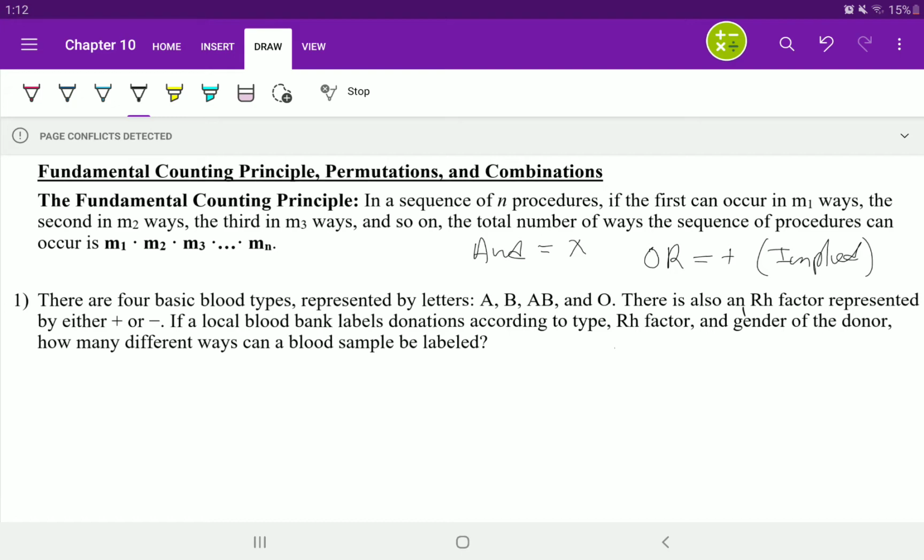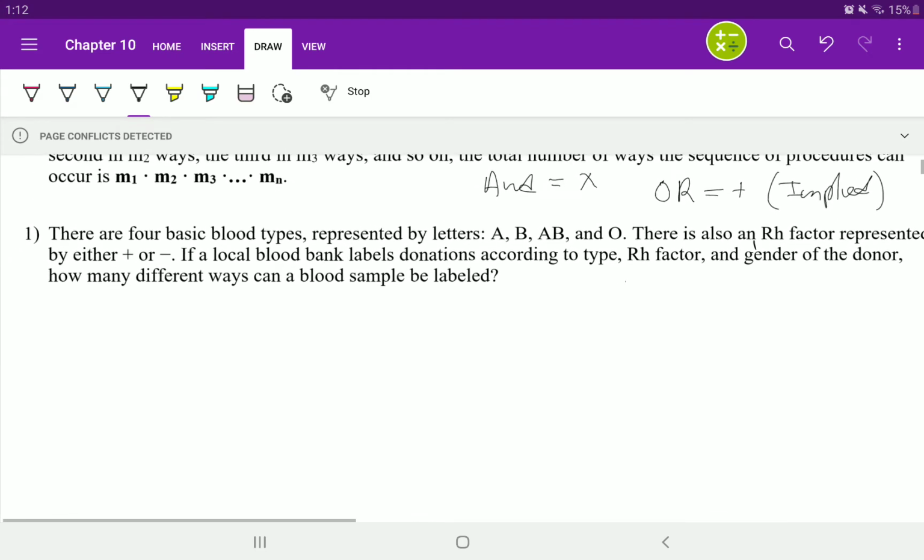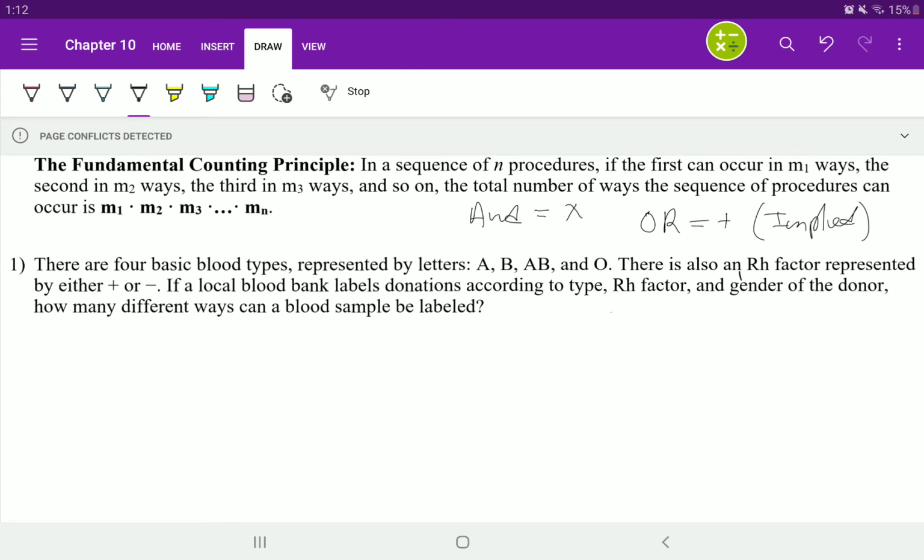So let's read the first question. It says, there are 4 basic blood types represented by the letters A, B, AB, and O. There is also an RH factor, represented by either negative or positive. Like someone can have A positive blood or A negative blood, B positive, B negative, etc. If a local blood bank labels donations according to the type of blood, the RH factor, and the gender of the donor, how many different ways can a blood sample be labeled?